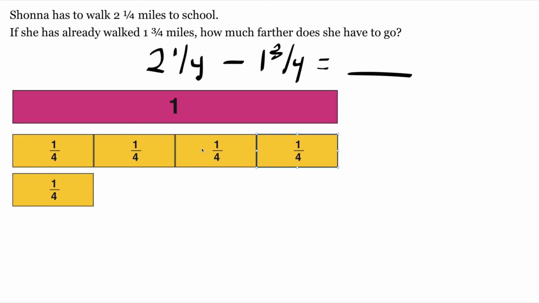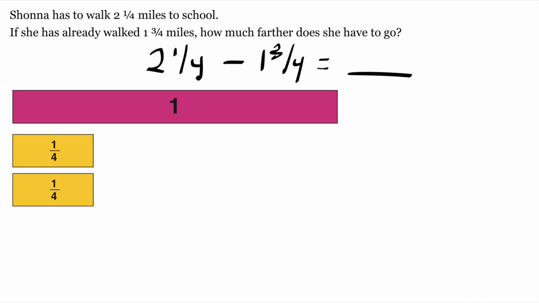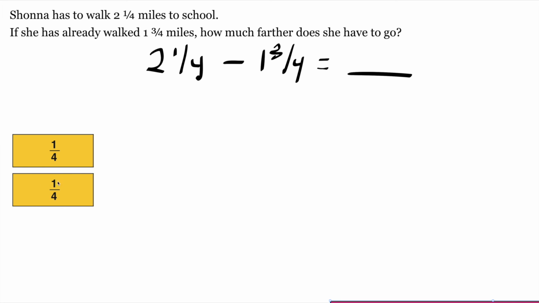Now I have enough 1/4 pieces where I can take away 3 of them. So I'm going to get rid of the 3/4 of a mile that she's already walked. And then I'm going to get rid of the 1 mile that she's already walked. And that is going to leave me with 2/4 of a mile left to go. So we can see 2 1/4 minus 1 3/4 is going to equal 2/4.